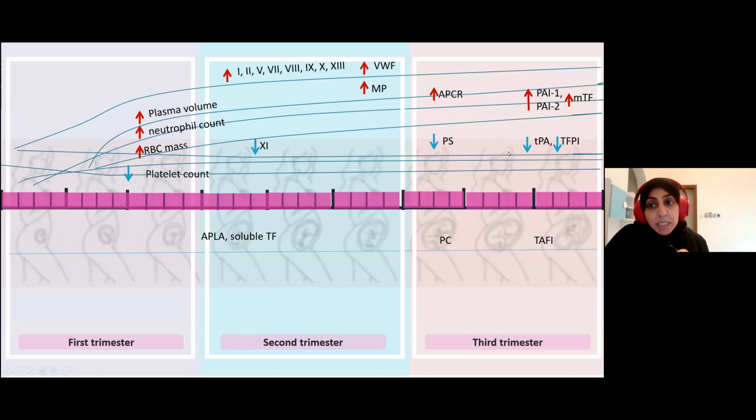In the fibrinolytic system, tissue plasminogen activator will be reduced, but at the same time, plasminogen activator inhibitor type 1, which is derived from the endothelial cells, and plasminogen activator inhibitor type 2, derived from the placenta, will be markedly increased, and ultimately the fibrinolytic system will be decreased. Although the soluble tissue factor remains unchanged during pregnancy, the monocyte-derived tissue factor will be increased.